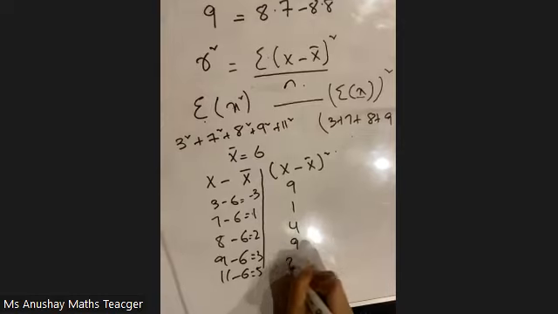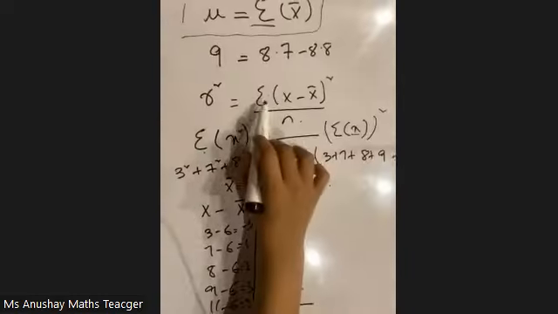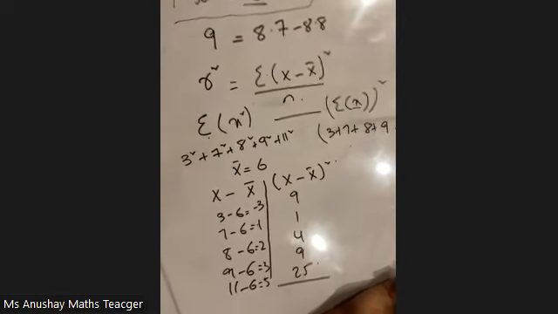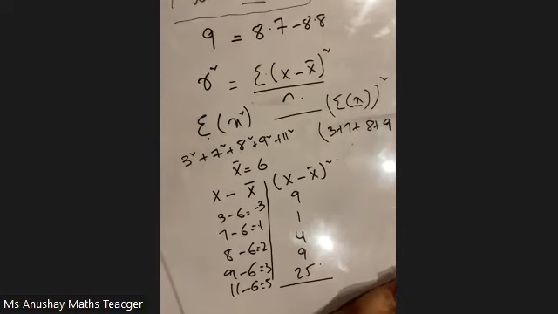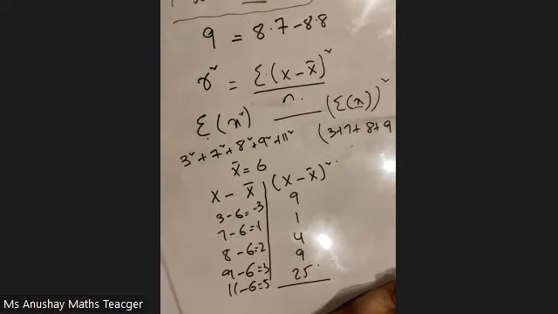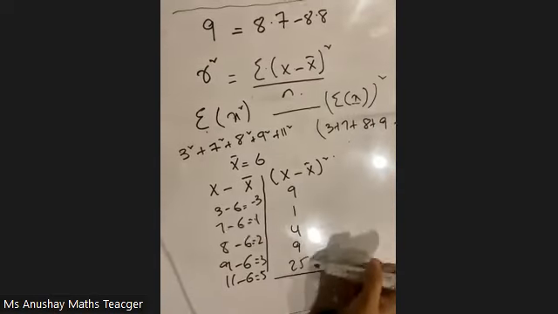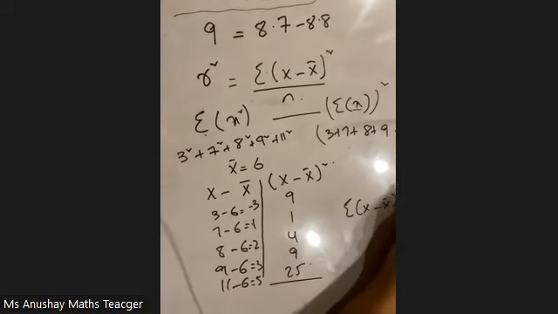Do you understand? Then when you add all of this, you get the summation of this. So what you did was take the values, then you got x bar, which was 6, and then you just did x minus x bar, and then you squared those values. Exactly, great. Now when I add all of this, I will get summation of x minus x bar whole squared. Do you understand?